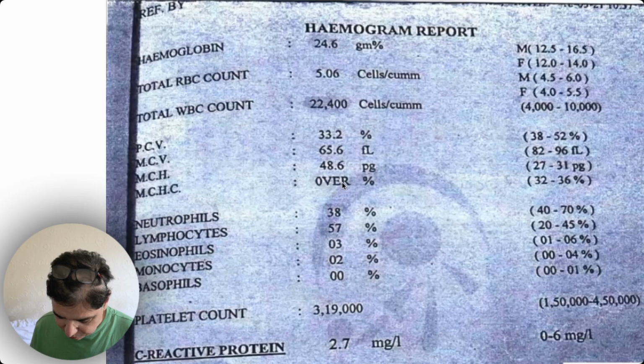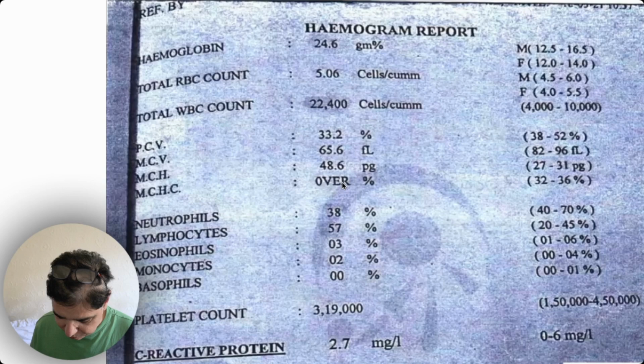But yes, if this was a frank anemia with a high MCHC, there's only one condition in which you have quite a high MCHC, and that is hereditary spherocytosis. Why? Because the RBCs are sphere-like, and usually it leads to hemolytic anemias.